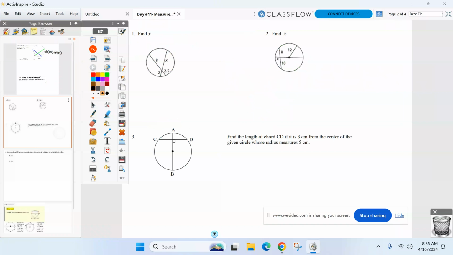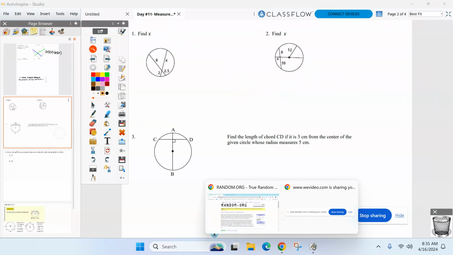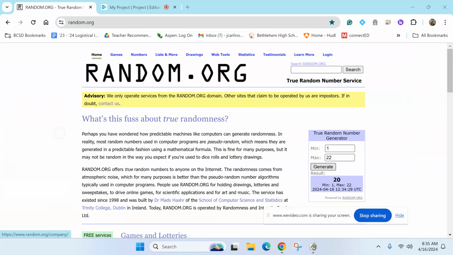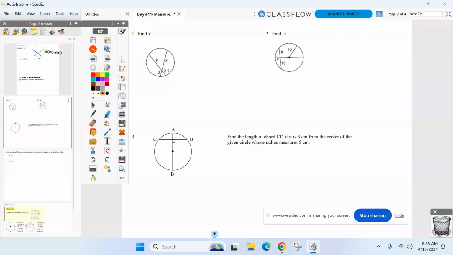All right, everyone sees two chords intersecting on this first one. Name the two parts of one chord that it got broken up into. One chord got broken up into these two parts. Name their lengths. Dylan? Okay, so we're going to say the product of 8 and 2.5 equals the product of the other two parts.